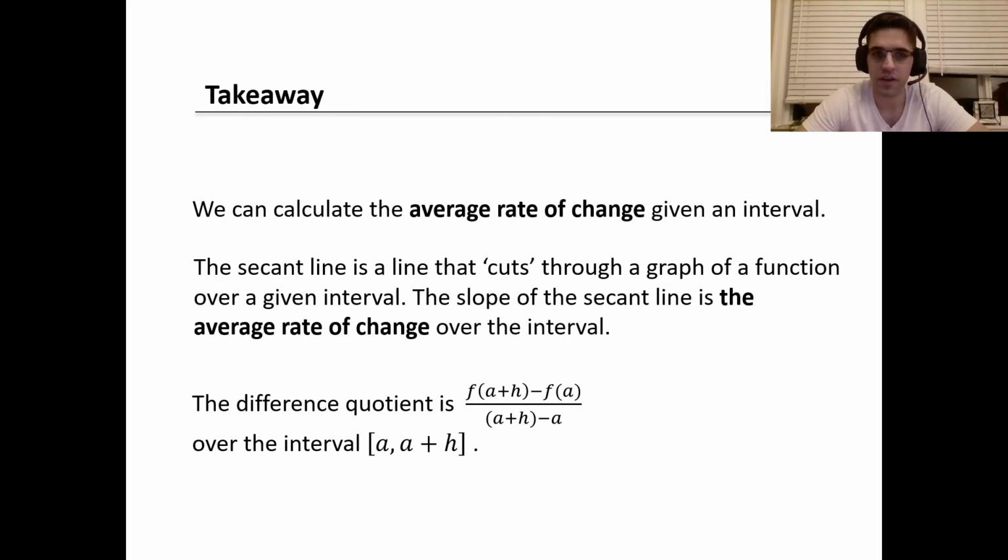Anyways, the takeaways from this video: the average rate of change over an interval is something we can calculate. On a graph, this appears as the slope of a secant line over any given interval. And a secant line is just a line that cuts through the graph at the two interval endpoints. And we have a definition here that we're going to use for our average rate of change. And we're going to use this definition in our next video, instantaneous rate of change.